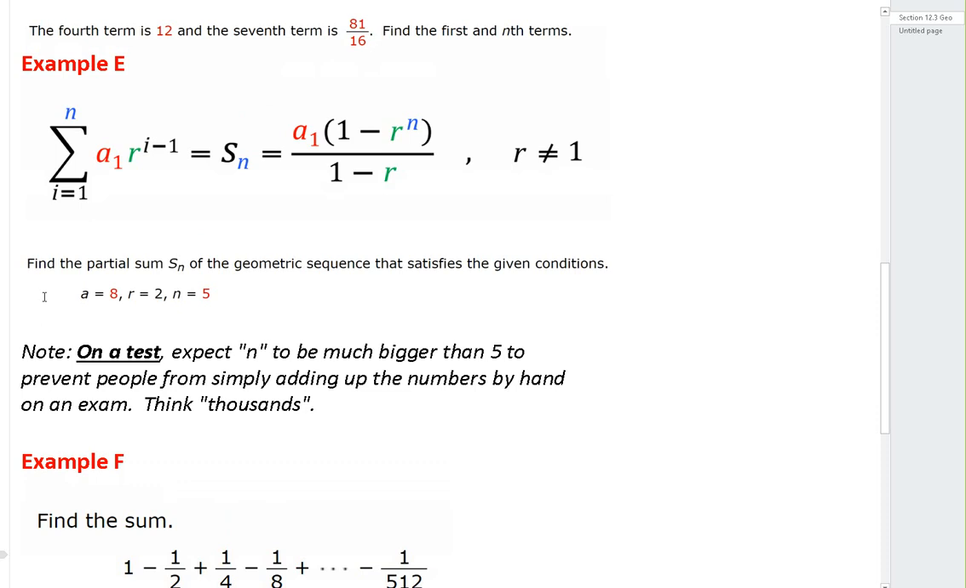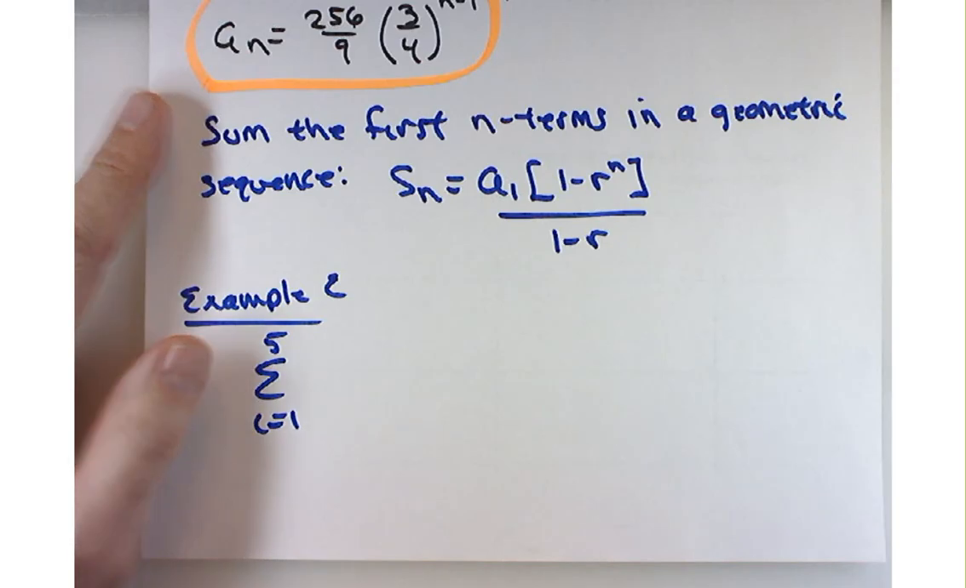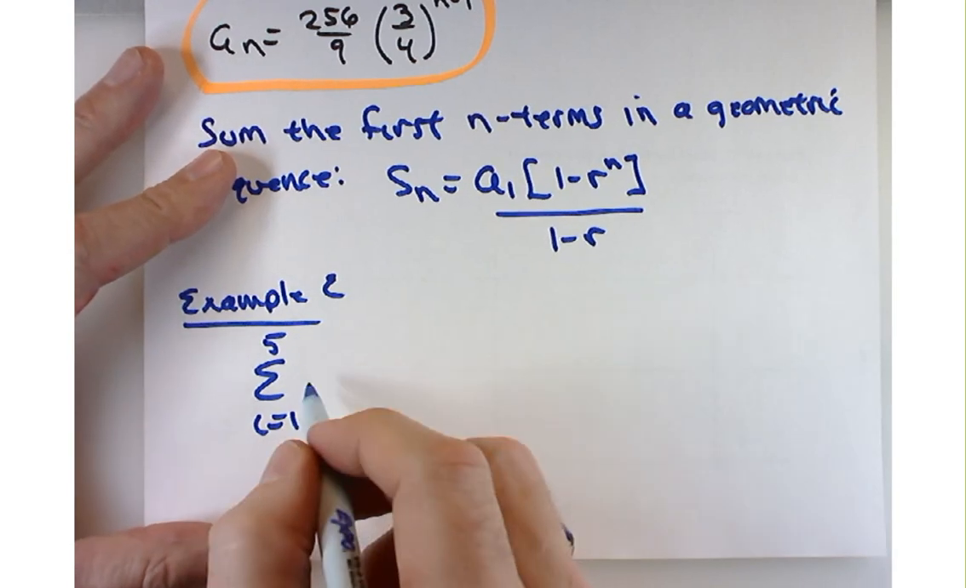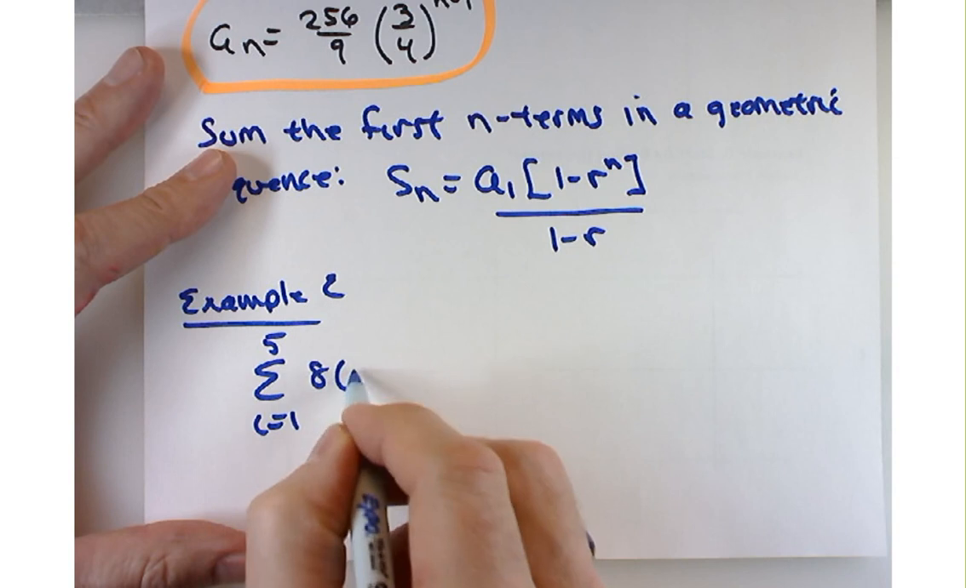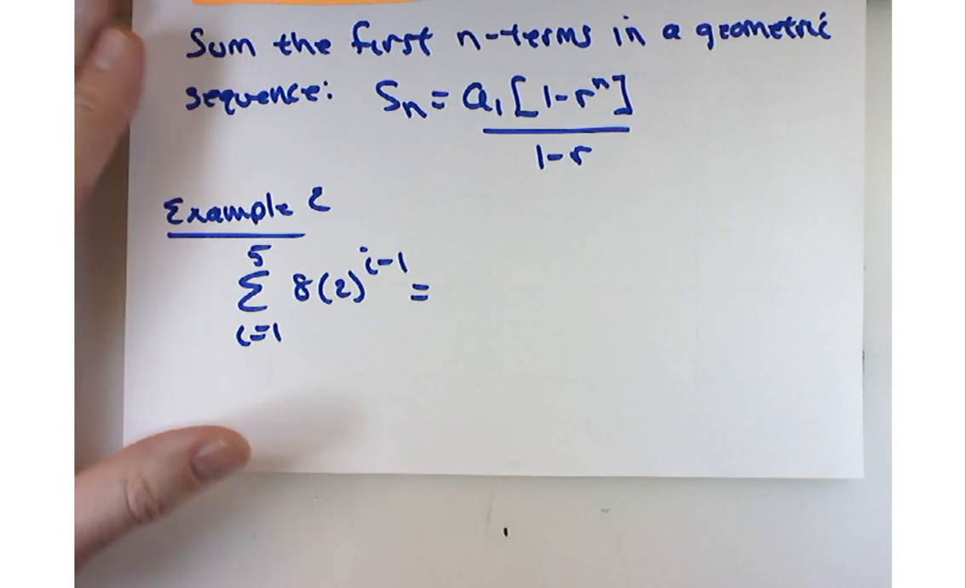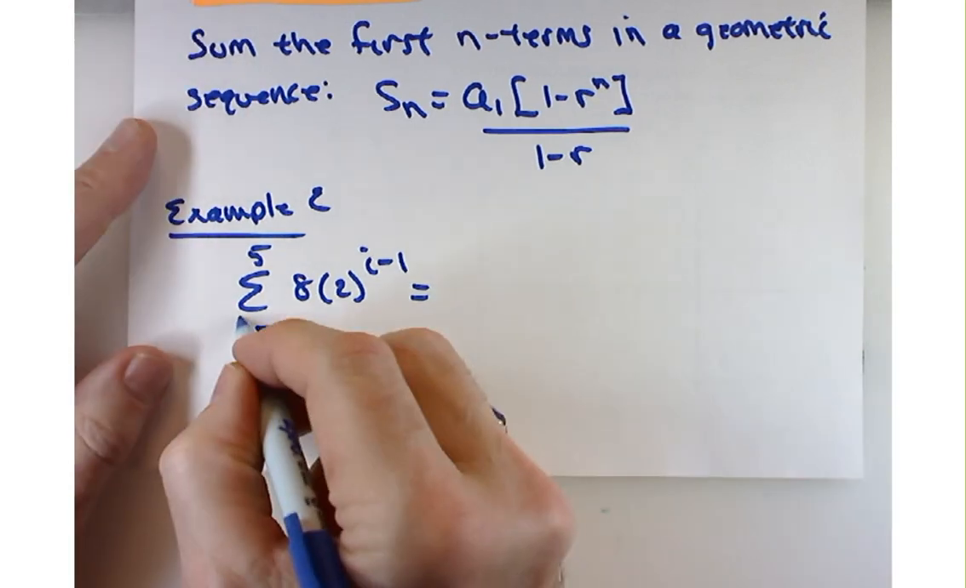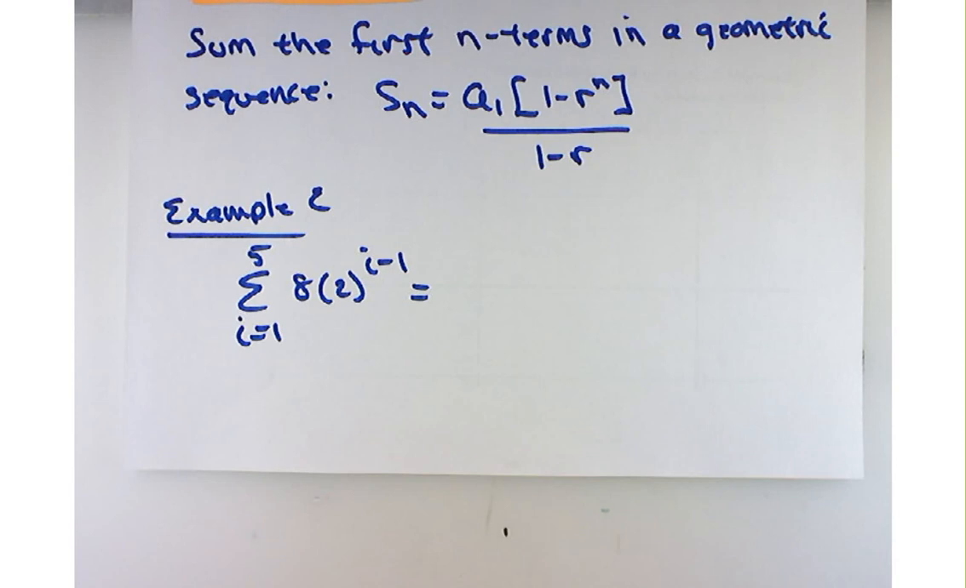Do example E. I want the sum from i equals 1 to 5 of 8 times r to the i power. So this is what you're going to see at home. It's going to be 8 times 2 to the i minus 1 power. When you're given these kind of summations, it's not a bad idea to write out the first few terms just to get a handle on what kind of series you're working with.